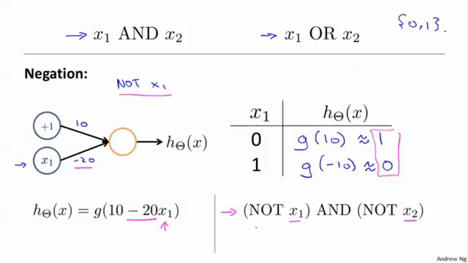Right? And so this logical function NOT x1 AND NOT x2 is going to be equal to 1 if and only if x1 equals x2 equals 0, right? So this is a logical function that says NOT x1, that means x1 must be 0, and NOT x2, that means x2 must be equal to 0 as well. So this logical function is equal to 1 if and only if both x1 and x2 are equal to 0. And hopefully you should be able to figure out how to make a small neural network to compute this logical function as well.